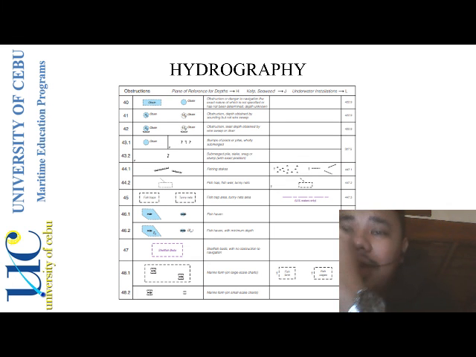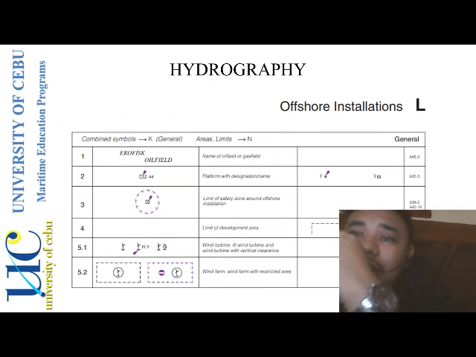So these are the combined symbols: general, area limits, and general. Number 1, this is an oil field, name of offshore oil or gas field. Number 2, this is the symbol of a platform with designated name. Number 3, this is the limit of a safety zone around an offshore installation. Number 4, this is the limit of a development area. 5.1, wind turbine, with wind turbine vertical clearance. 5.2, this is the wind farm restricted area.